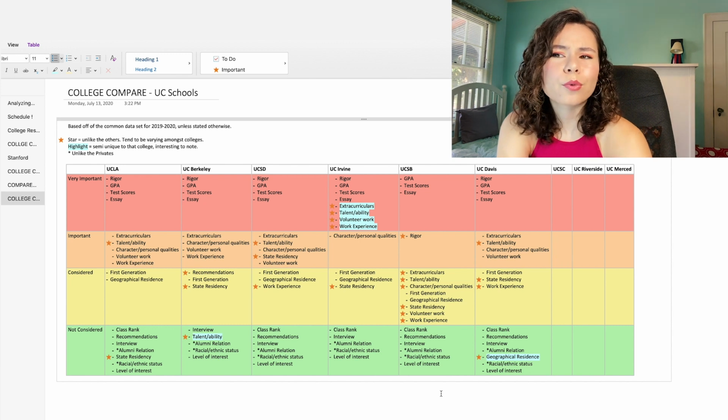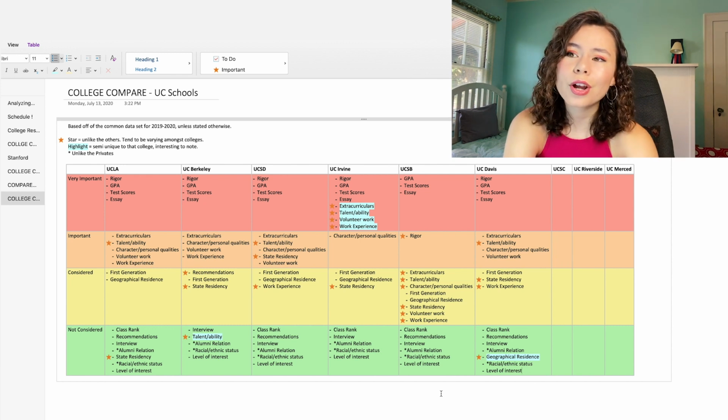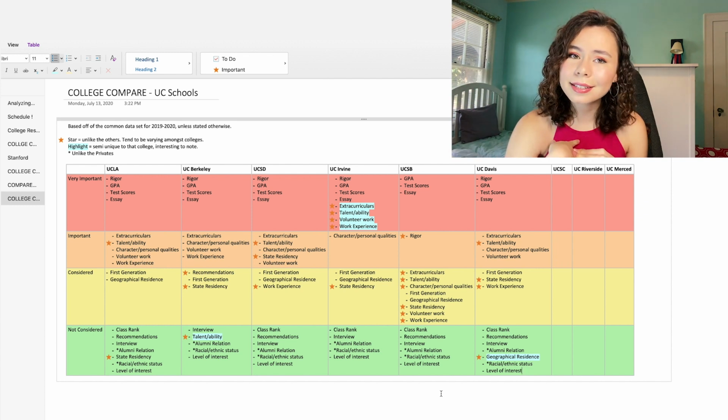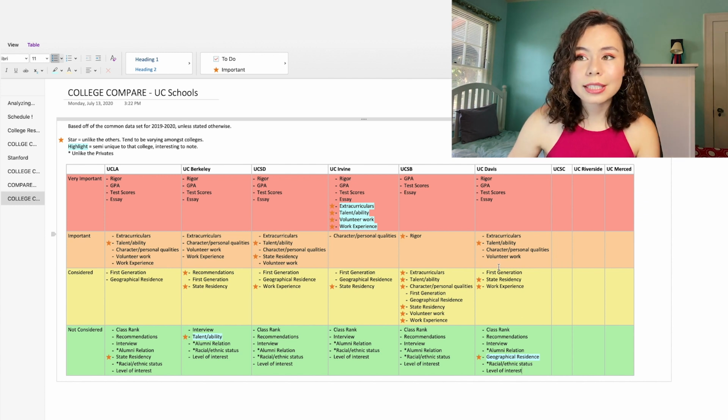So geographical residence, that is very interesting to note here, because in almost all of these, geographical residence is considered for all these other schools, but not for UC Davis. But they do still consider your state residency, as seen here.